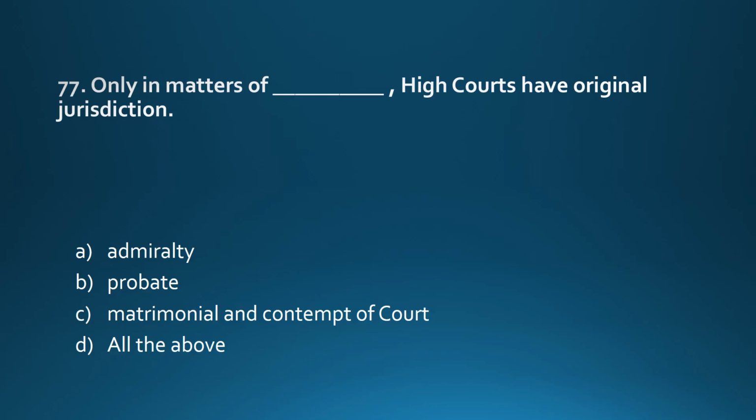Question number 77. Only in matters of dash, high courts have original jurisdiction. Option A, admiralty. Option B, probate. Option C, matrimonial and contempt of court. Option D, all the above. Correct answer is option D, all the above.